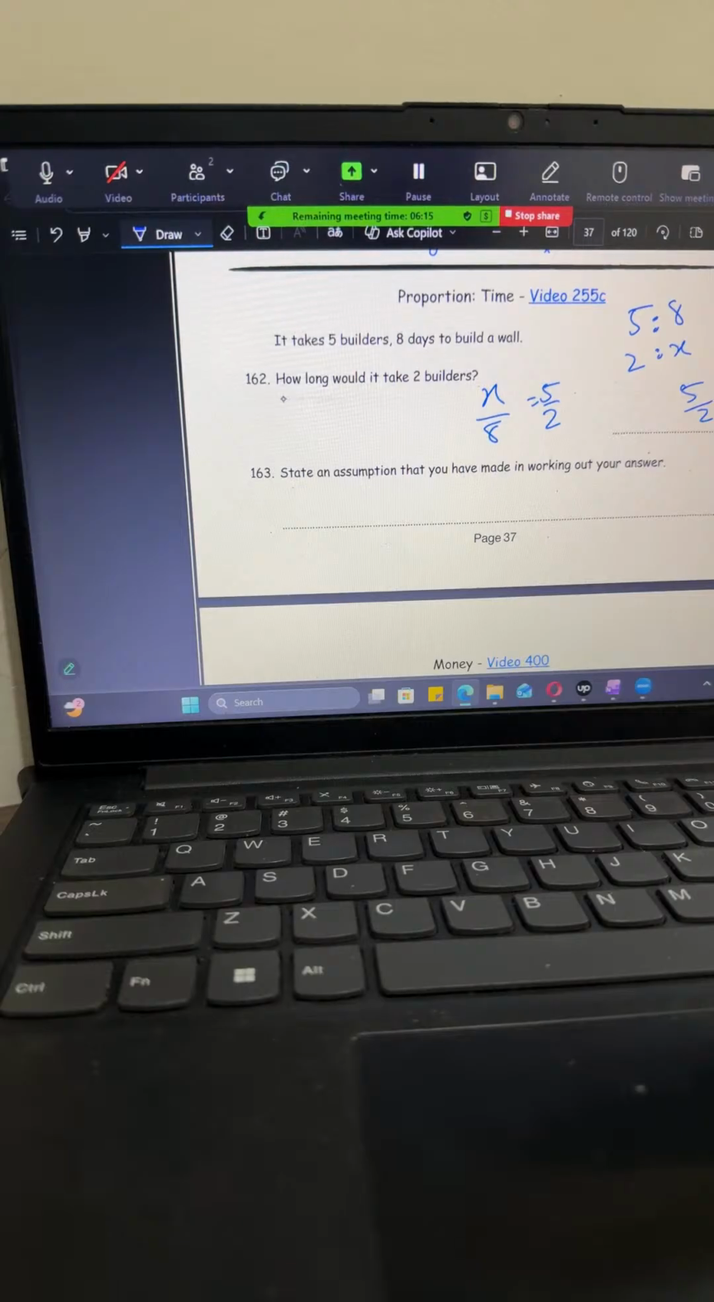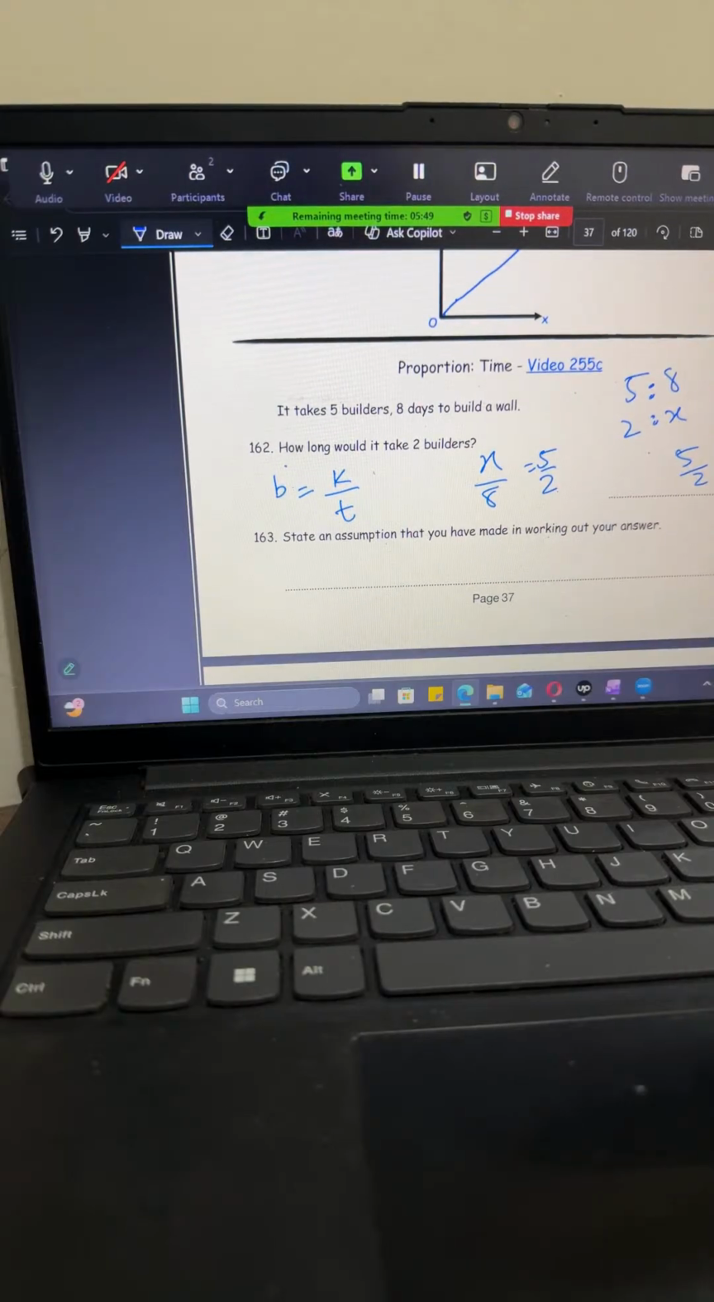So can we write it like time is increasing with decreasing the number of builders? So let's say we have builders equals k over time. So when time is increasing, builders are decreasing, right? Okay, so this is inversely proportional, isn't it? Okay, so I think that's it for today.